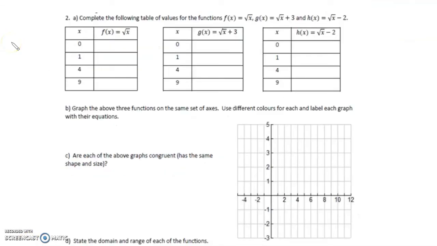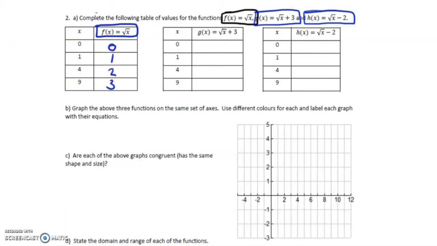Okay, 2a, complete the following table of values for our original function, f at x equals root x, g at x equals root x plus 3, and h at x equals root x minus 2. So this is going to be our original here, root x. When we root all of these x values, we're going to get 0, 1, 2, 3.